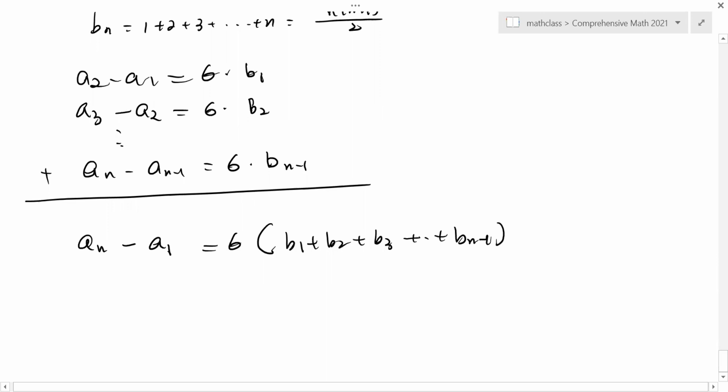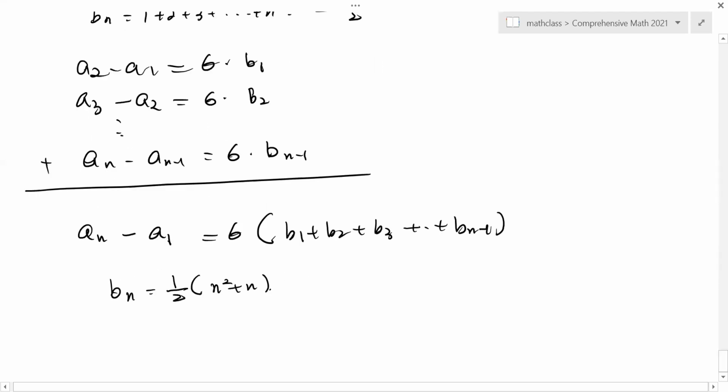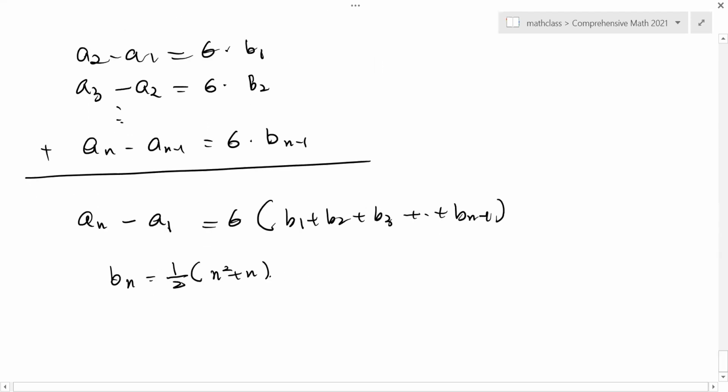The question is, can I add all this together? I already have, yeah, what is Bn? Bn is n times n plus 1 divided by 2. So in other words, Bn is going to be half of n squared plus n.